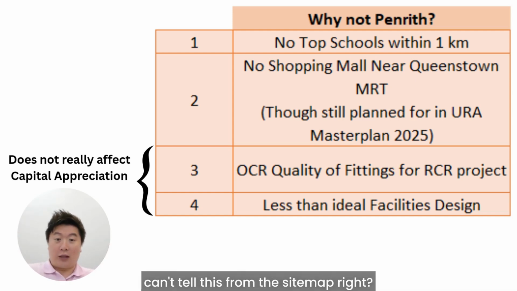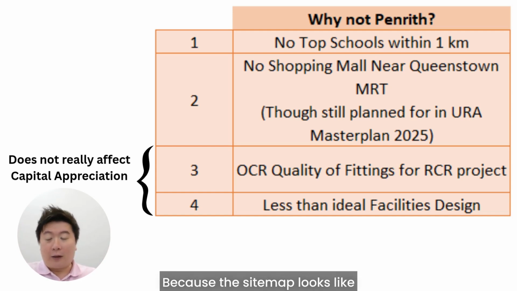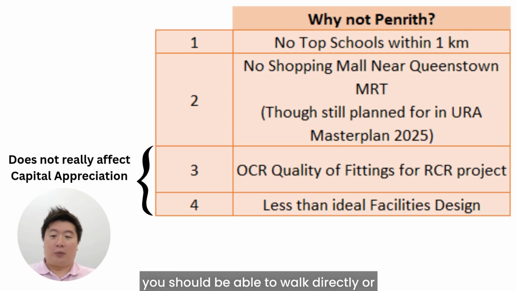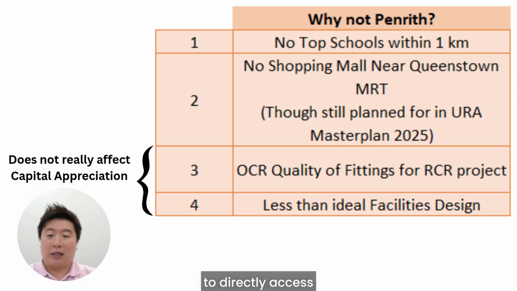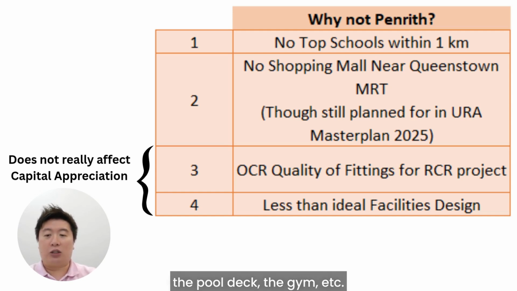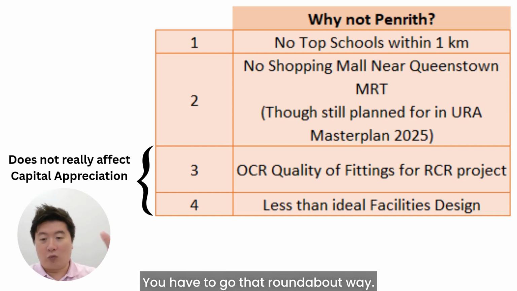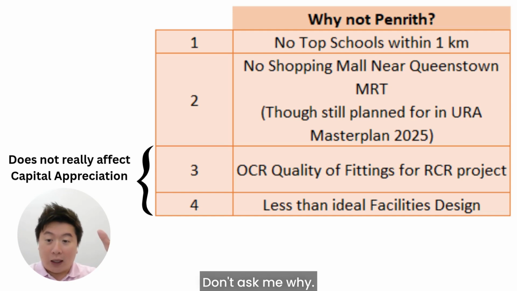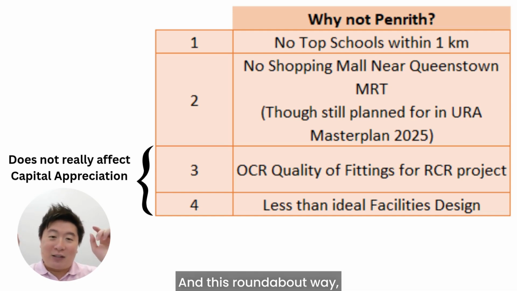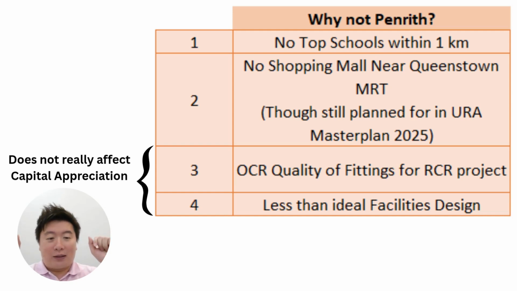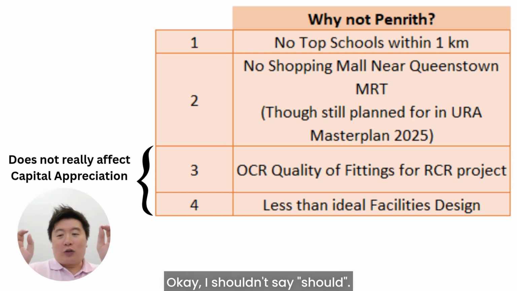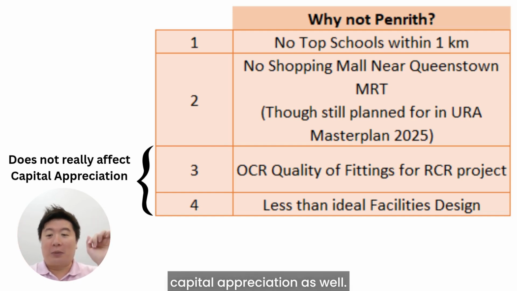You can't tell this from the site map, right? Because the site map looks very clear cut. From the residential block, you should be able to walk directly and access the pool deck, the gym, etc. But it's not. You have to go that roundabout way. Don't ask me why. And this roundabout way does not really affect capital appreciation as well.